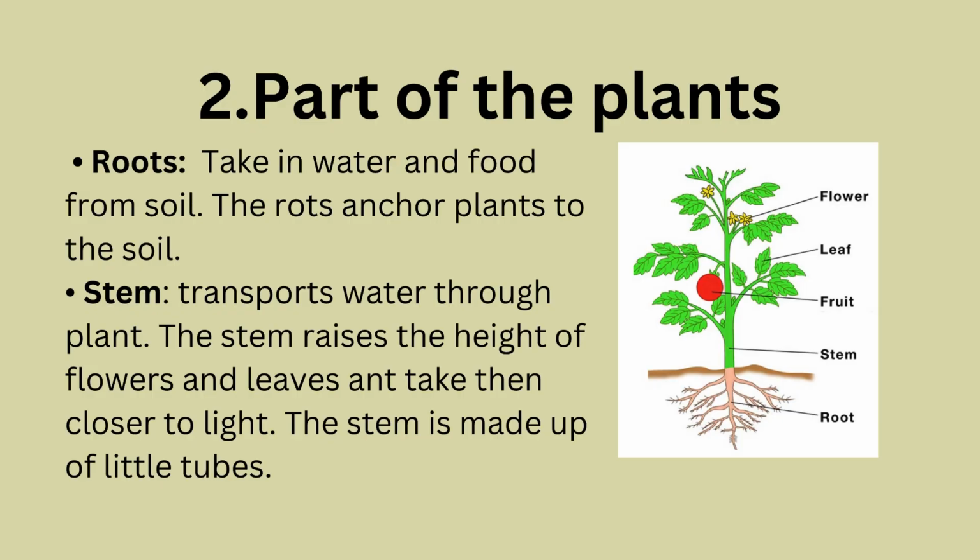Parts of the plants. Roots take in water and food from soil. The roots anchor plants to the soil. Stem transports water through the plant. The stem raises the height of flowers and leaves and takes them closer to light. The stem is made up of little tubes.